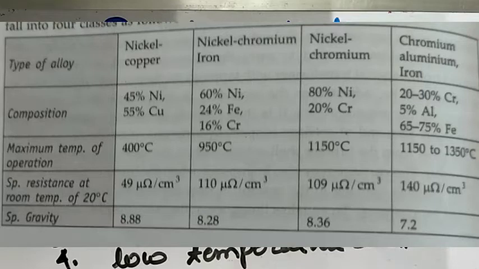Specific resistance at room temperature of 20 degrees centigrade. The specific resistance for nickel copper is 49 micro ohm per centimeter cube. For nickel chromium iron it is 110 micro ohm per centimeter cube. For nickel chromium it is 109 micro ohm per centimeter cube, and for chromium aluminum iron it is 140 micro ohm per centimeter cube. And specific gravity for nickel copper is 8.88, for nickel chromium iron it is 8.28, for nickel chromium it is 8.36 and 7.2 is for chromium aluminum iron alloy.